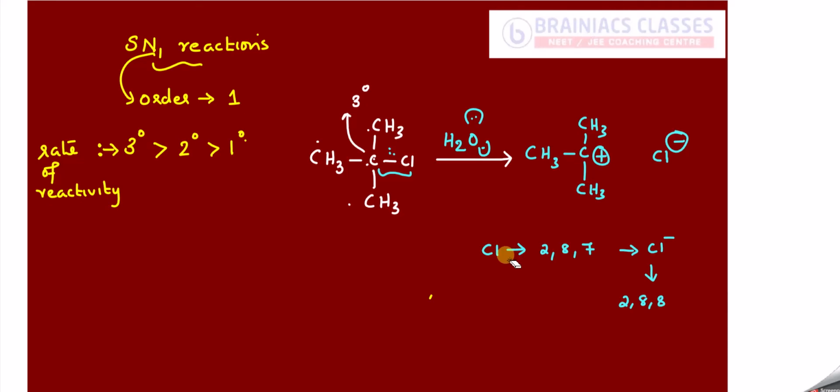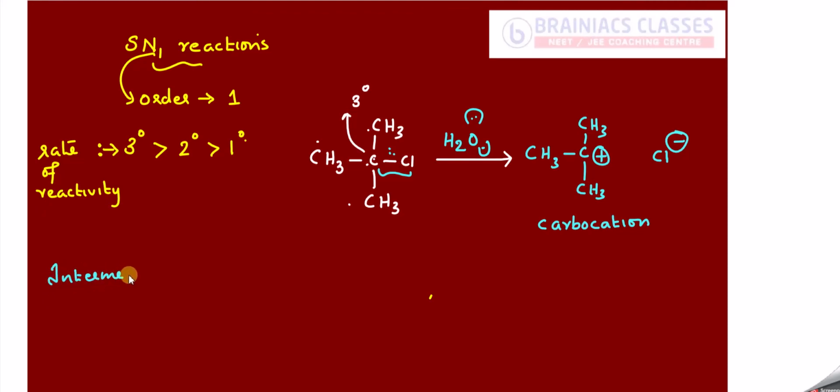So tell me, what is the intermediate formed in this reaction? You have chlorine left out. Here we can see carbon with a positive charge, and this is called a carbocation. So I can say the intermediate in the SN1 reaction is what actually? It is a carbocation. Is this clear until now?